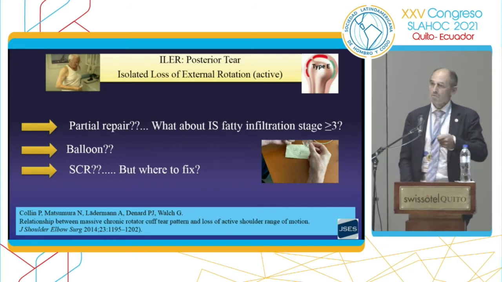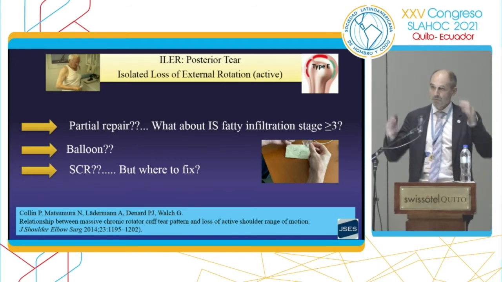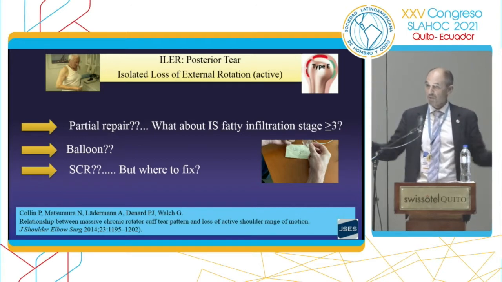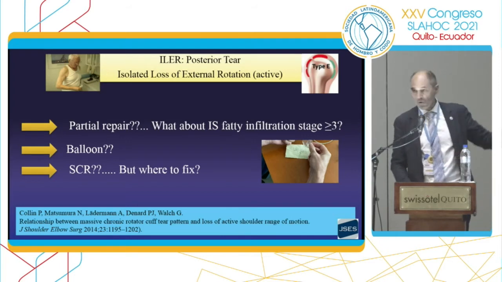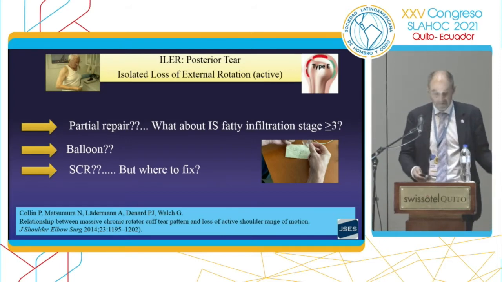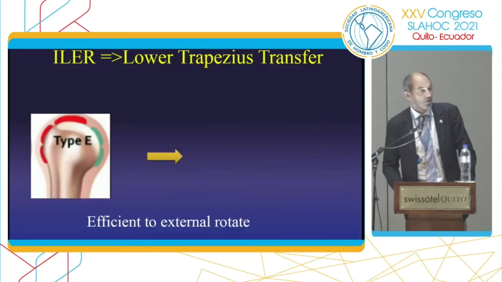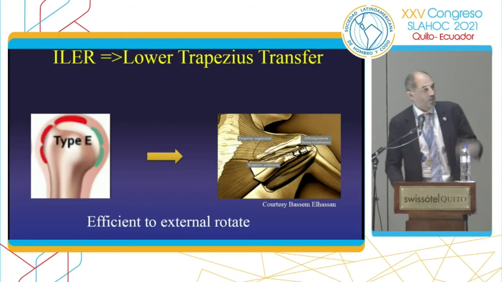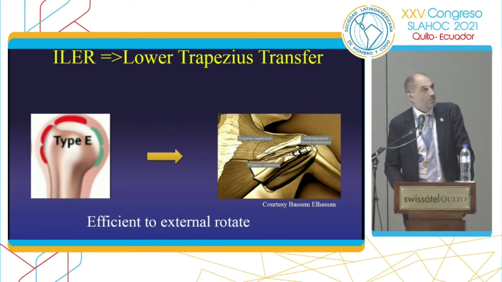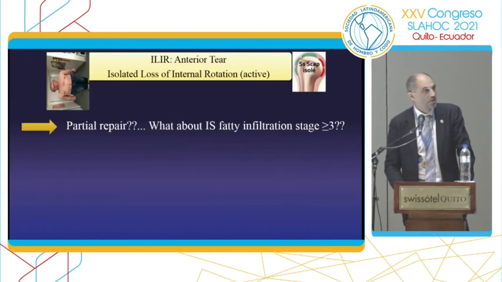Yes, but where do you fix the posterior SCR? When you listen to Burkhardt and all the surgeons who propose SCR, they have to fix to the glenoid and to the posterior part of the cuff, the remnant cuff, and to the footprint of the supraspinatus. But you have no posterior cuff. You cannot fix to the back. So why do you fix it? And reverse, but the reverse, you know, cannot recreate active rotations. For this, as I told you, I follow Bassem. The best transfer for this is the lower trapezius transfer. We know it is the best one. It is stronger and more efficient than the lat dorsi transfer.